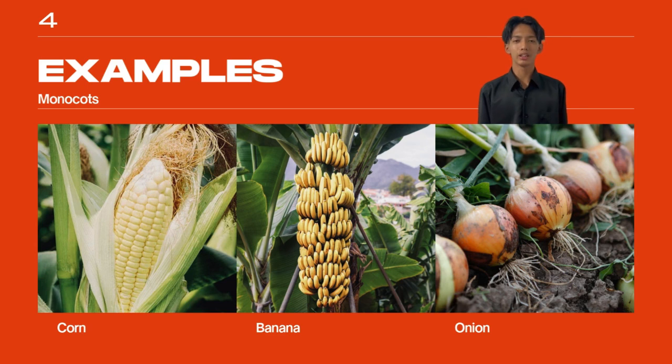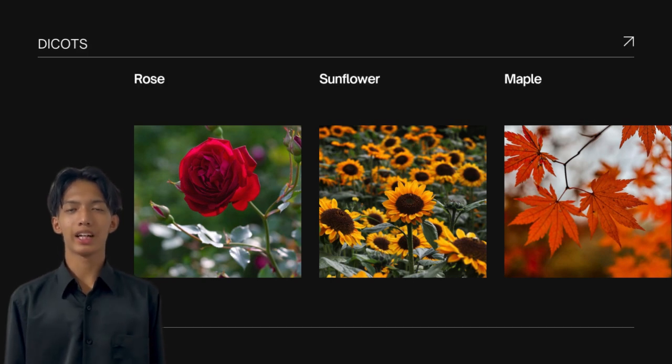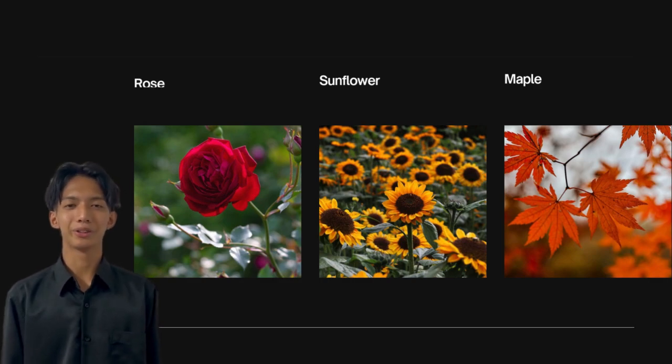Today I'm going to talk about example of monocotyledon and dicotyledon. For monocotyledon, the examples are corn, onion and banana. That's all for monocotyledon. Next, for dicotyledon, the examples are sunflower, rose and maple. I think that's all from me.